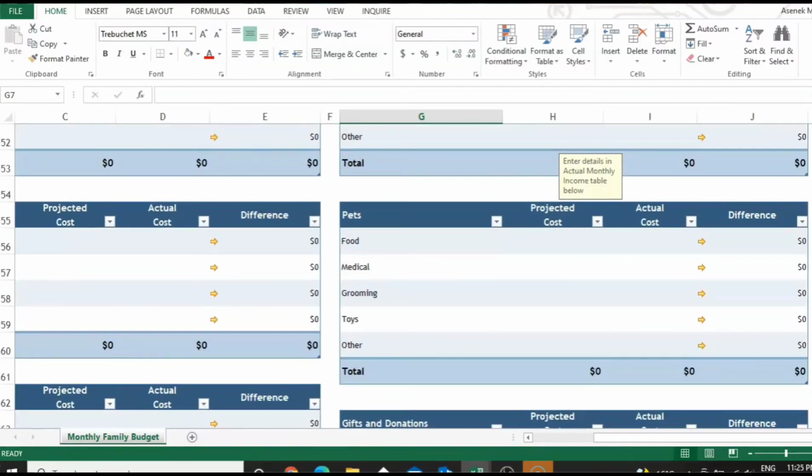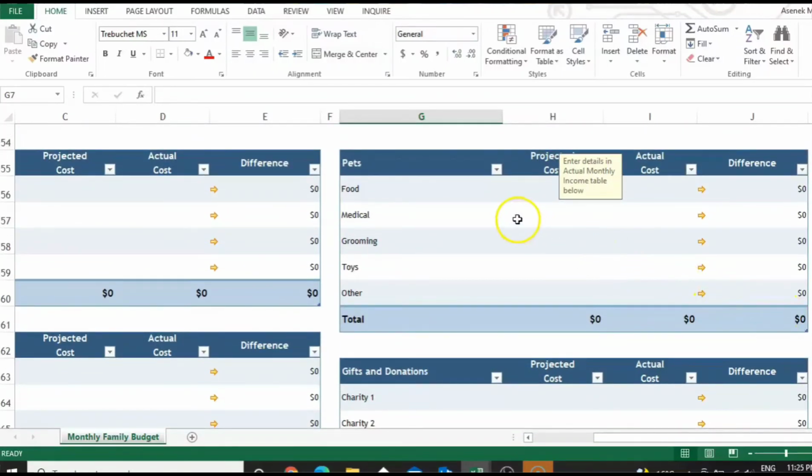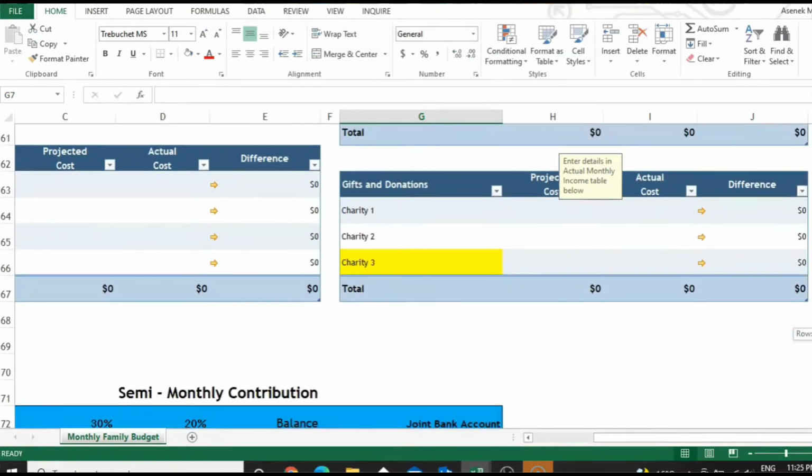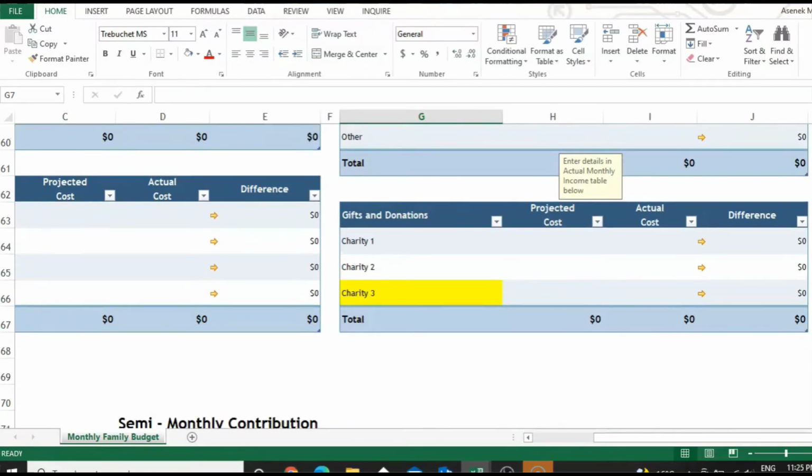And for families that have pets, this is for the pet category where you can budget for their food, medicals, grooming, toys. This helps you to compare as well how much you are spending on your pets. And the last category is the gift and donation. This is also extremely important because, like they say, it's good to receive, but it's even better to give. So I always put this category on all my budgets because this helps you to budget for how much you can give to charity or donations in church. So always try to plan for this as well.